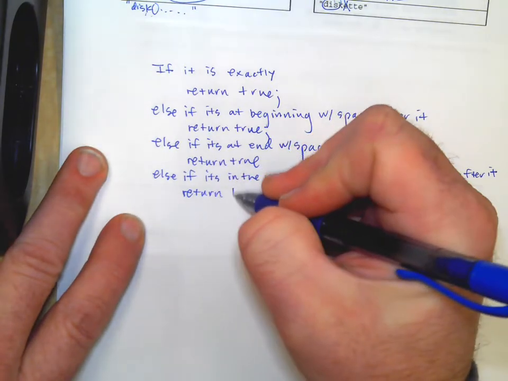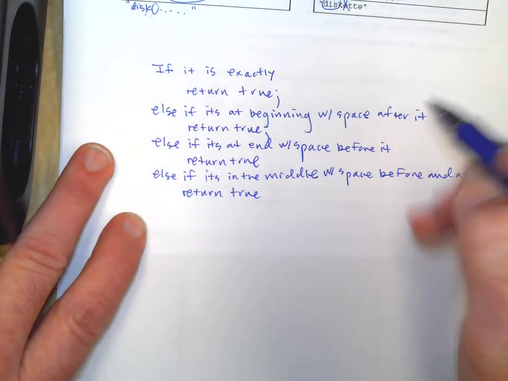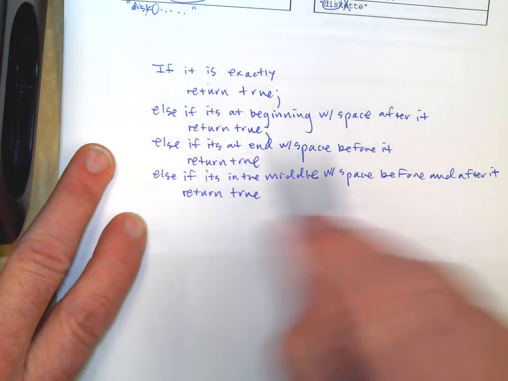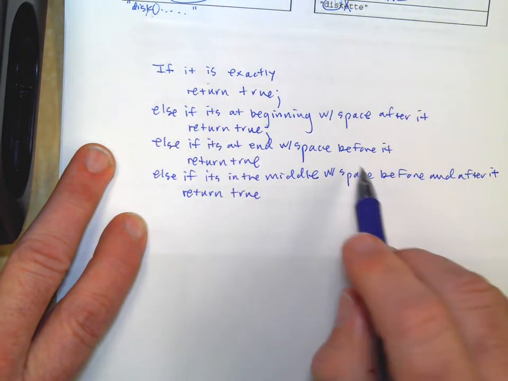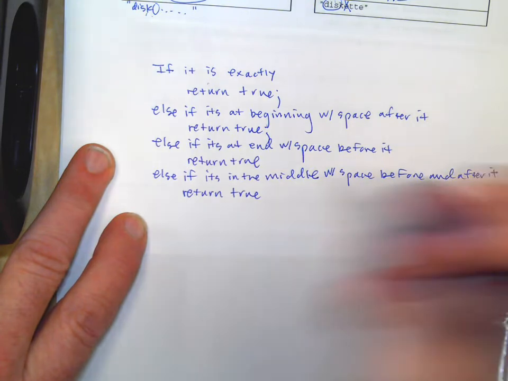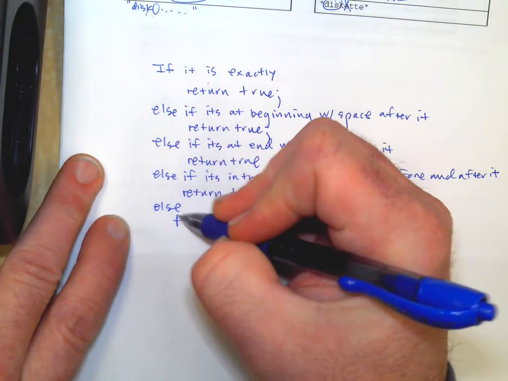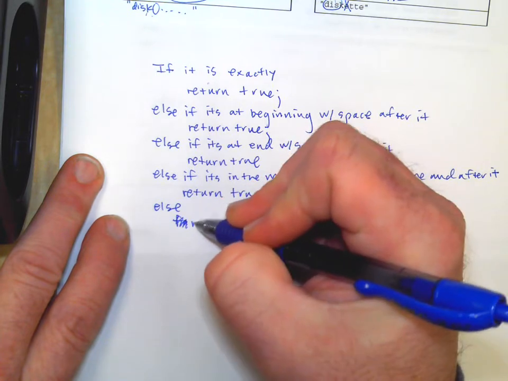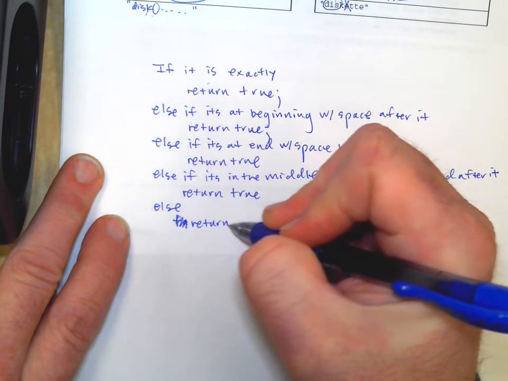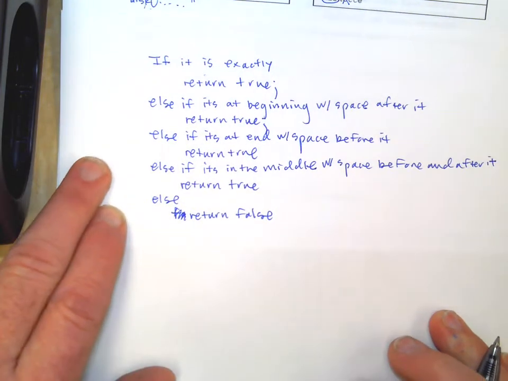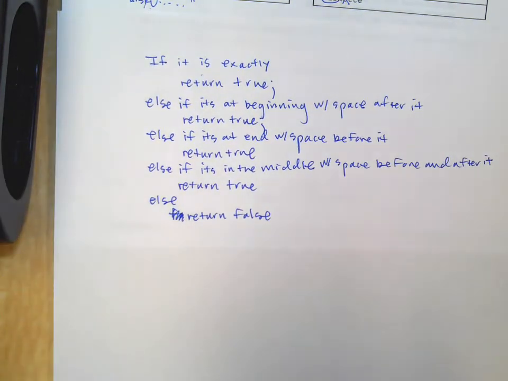Now, I think we've identified all the different possible good scenarios. It's the whole word. It's at the beginning with a space after it. It's at the end with a space before it. It's in the middle with a space before and after it. Isn't that every good possibility? So the only thing left is it's not in the word properly, and so we return false. This is my structure, this is my logic. Now I've got to figure out the syntax.